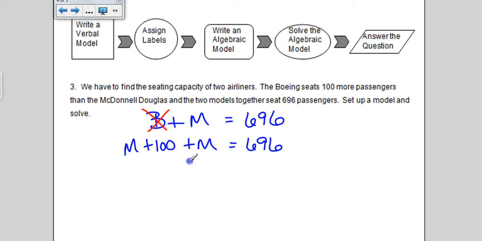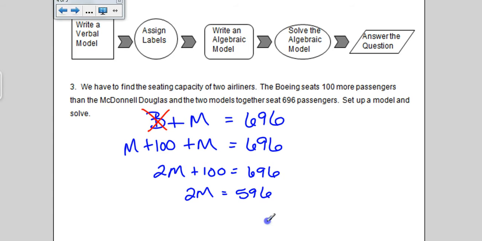So using our algebraic techniques of combining like terms, I get 2m plus 100 equals 696. Let's subtract 100. So 2 McDonnells is 596. And then divide by 2 on both sides, and we get a McDonnell seats 298. Well, I can't stop there because I think they also want to know how much a Boeing seats. And remember, they said the McDonnell plus 100 would be the same amount as filling up a Boeing. So if I take 298 and add 100, I've got my Boeing.